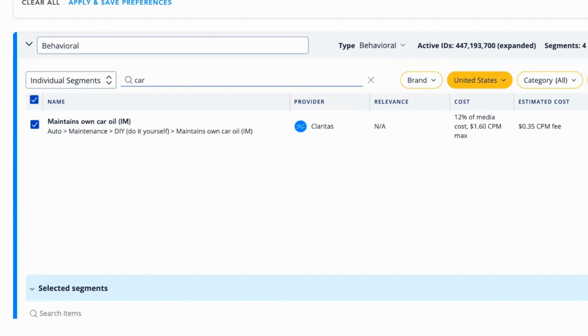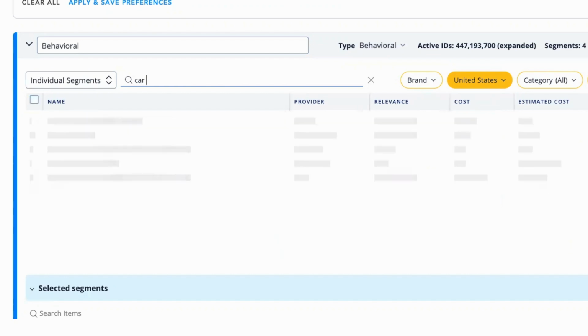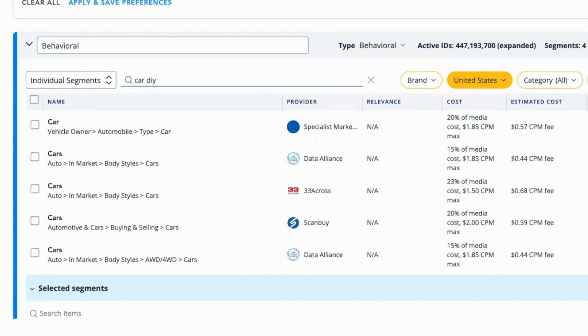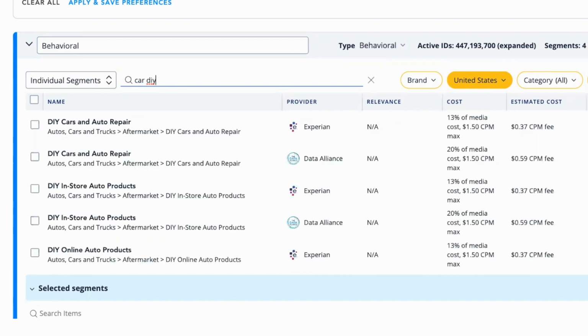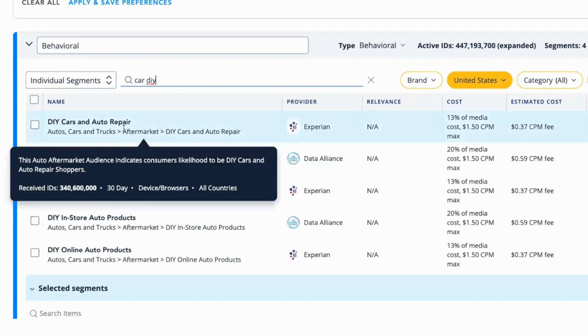Do car DIY repair. Let me see what pops up real quick. Do it yourself. Okay, so let me see. DIY cars and auto repair.